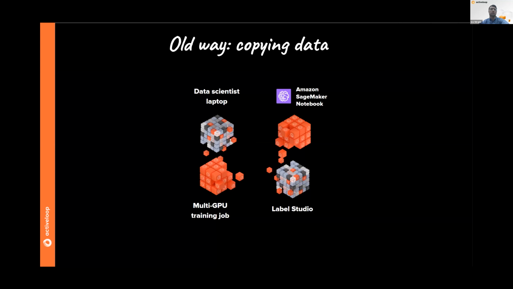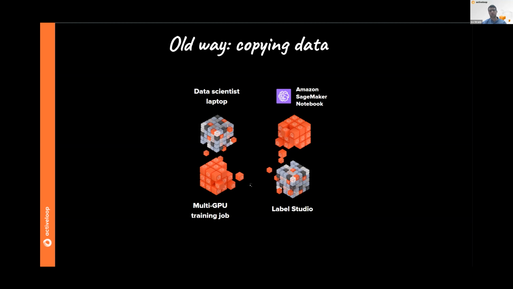And then just to talk a little bit about the streaming element in more detail, I'll show you two worlds, the old world and the new world. Typically, if you're doing deep learning right now, especially on a team, different people need to have access to your data. You might have a data scientist with a laptop, maybe a SageMaker notebook, Label Studio needs access to the data, or you have a multi-GPU training job.